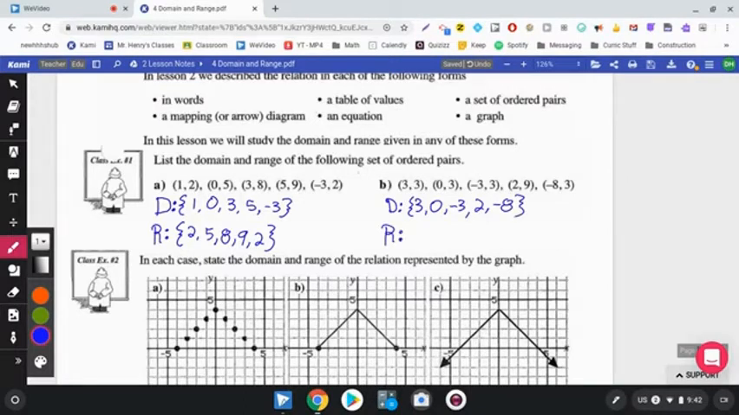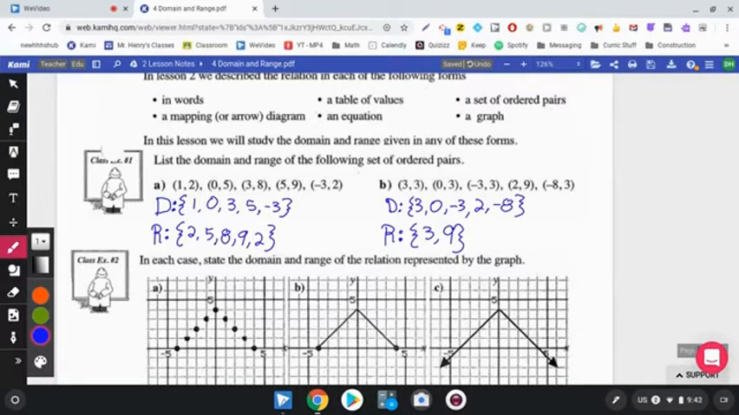Range, you list all of the possible things you can get on the other side. I get an output of 3 from this point. I also get an output of 3 from this point. Well, I'm not going to write it again. I've already said 3 is one of my outputs. And then I get 3 again. Well, I'm not going to write it. And then I'd write 9. Then I'm not going to write 3 again because I've already listed it. Your range includes 3.